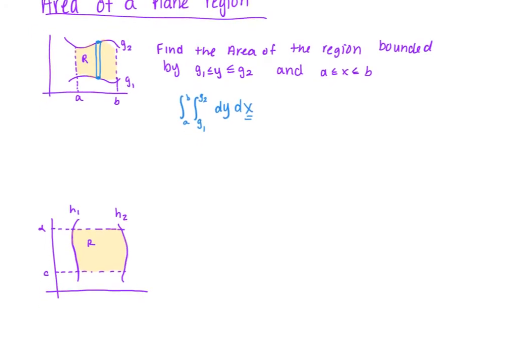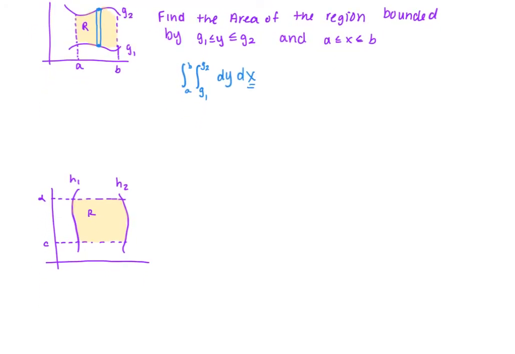Let's take a look at the second one. This is going to be a horizontal rectangle here, so I can draw my rectangle going this way, my Riemann sums. So I'm going to do this inside integral with respect to x, and it goes from h1 to h2, and my y boundary is from c to d. And so that's how you would set up the area integral for a horizontal integral.